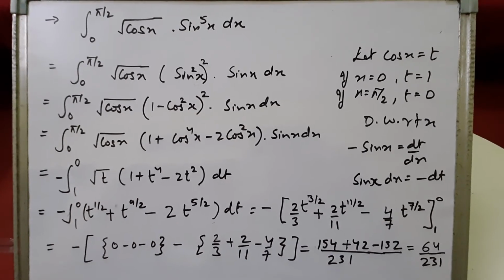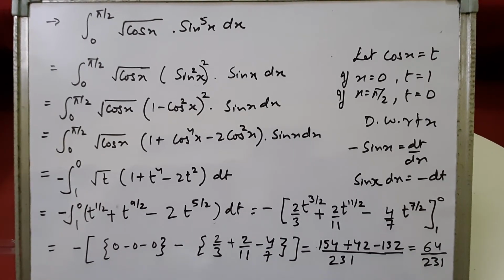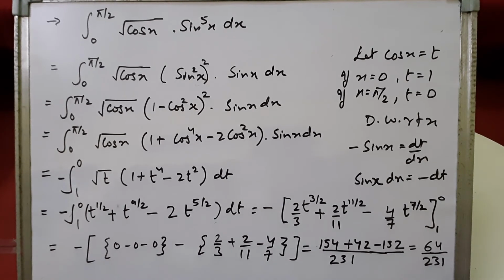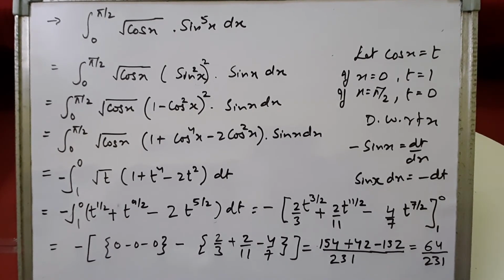Let's see another sum, children. Now in this sum we have to integrate root cos x into sine to the power 5 x dx, where the lower limit is 0, upper limit is pi by 2.